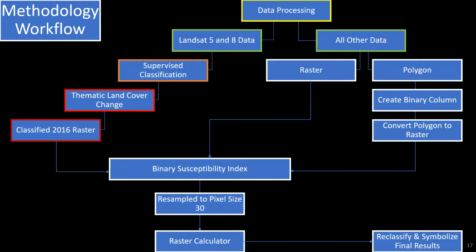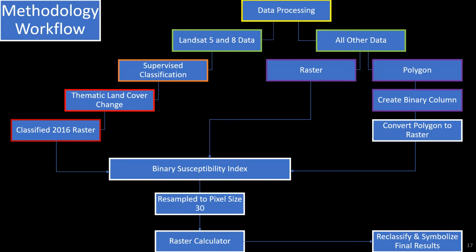At this point, I went back to the other data, which included geology, soil, precipitation, and slope, to clip down to the study area and reproject into NAD 83 Kentucky Single Zone Coordinate Reference System, or CRS. Depending on whether the data was a raster layer or a polygon layer influenced how they were further processed. For polygon layers, an additional step of adding a binary column to the attribute table to then create the binary susceptibility index layer was done before converting the polygon layer to a raster.